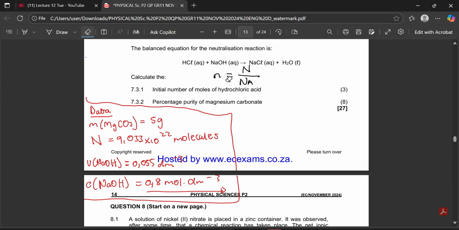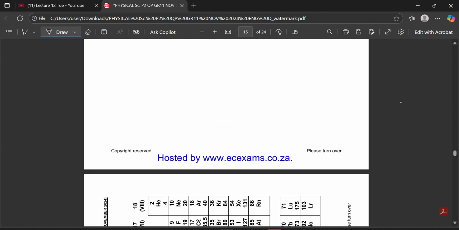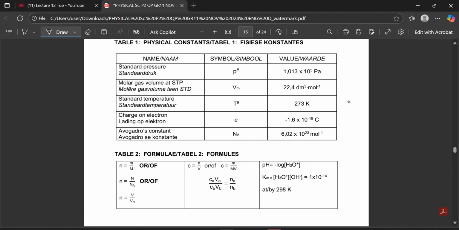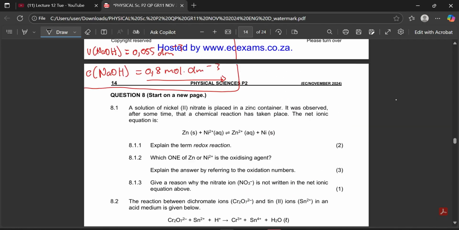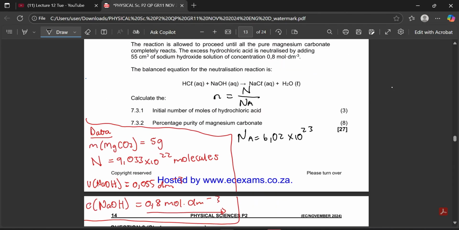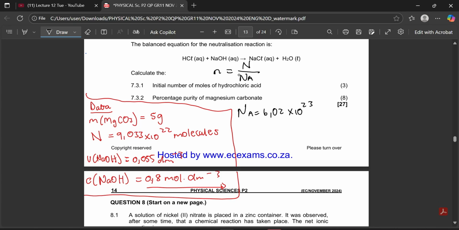And according to Avogadro's number, I'm not sure if they give it to you down there. I think it should be 6.02 times 10 to the 23, but let me just make sure. They should give it here. Yes, right there. 6.02 times 10 to the 23. Okay, good. So now we have our number, our NA, and we also have our big N.